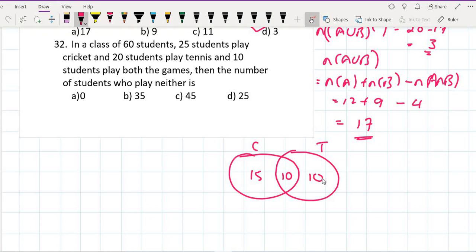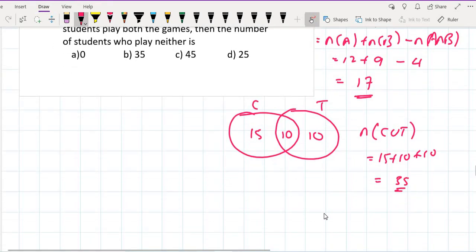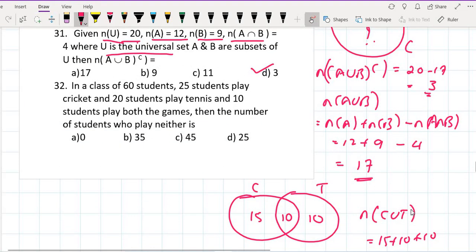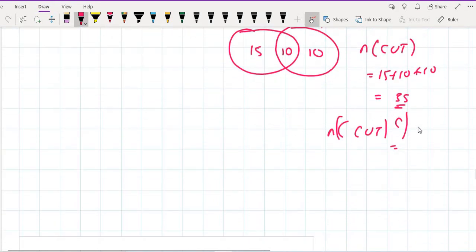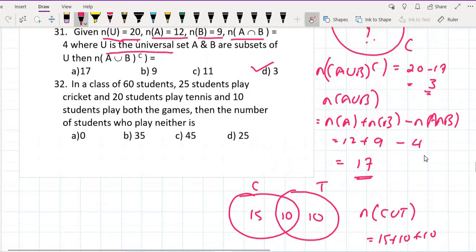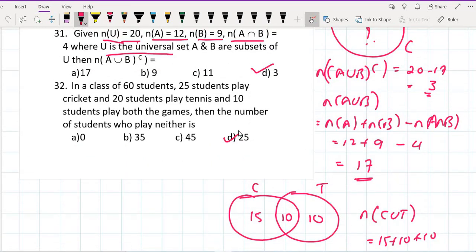Now, if you consider all together, 15 plus 10 plus 10, that gives you the union. So N of C union T is 15 plus 10 plus 10, that is 35. Neither means it is the complement. So N of C union T complement is the question. From the universal set, how many are there? 60. Out of 60, you have to subtract 35. So the answer is 25. The correct option is option D. For question number 32, the correct answer is option D.